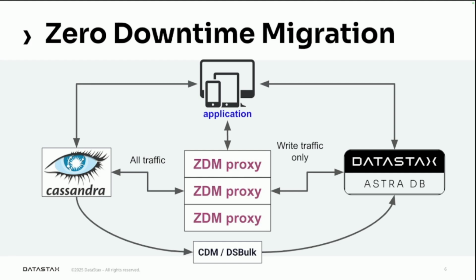However, while we're doing our reads, until the data migration is complete, we really don't want to be reading from AstraDB, so we're going to read from our existing Apache Cassandra cluster. So the reads are going to go from the application to the ZDM proxy and over to the Cassandra cluster. So that is all going to happen while we're moving the data. And you notice on the bottom here, there's that section that says CDM/DS Bulk. Well, that is the data movement process that we're going to talk about today.